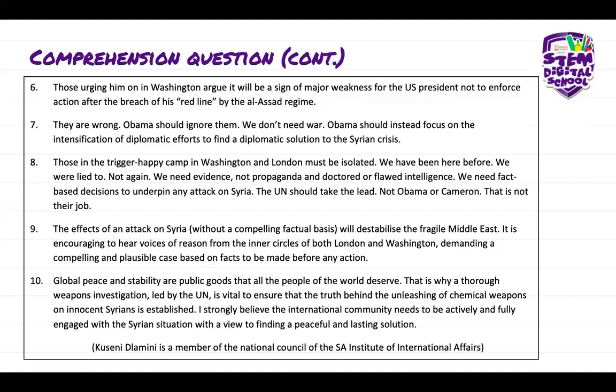The tone there is very, very commanding. It's quite demanding as well. Again, remember, it's the atmosphere of it. It's also the attitude that comes with it. Not again. We need fact-based decisions to underpin any attack on Syria. Okay.